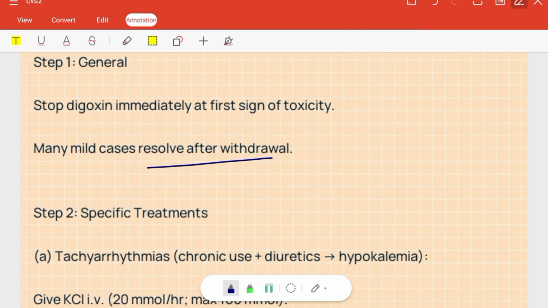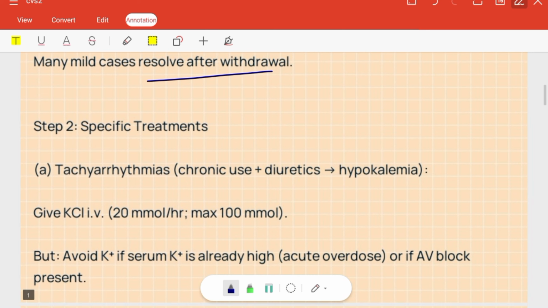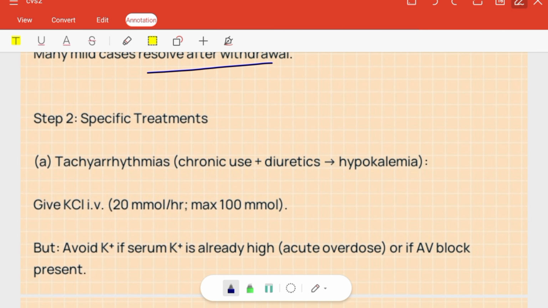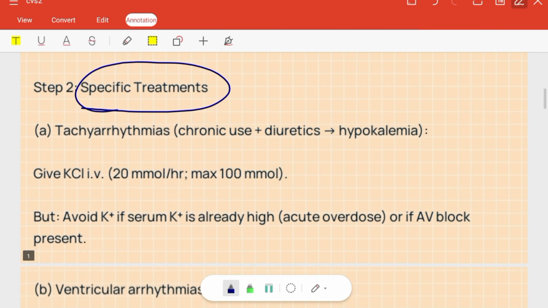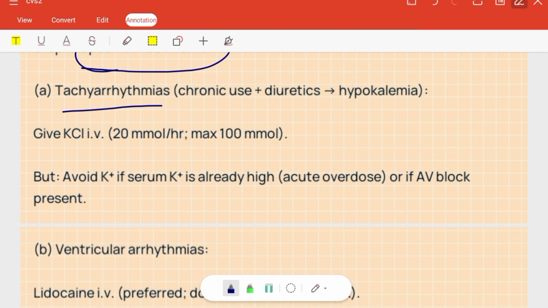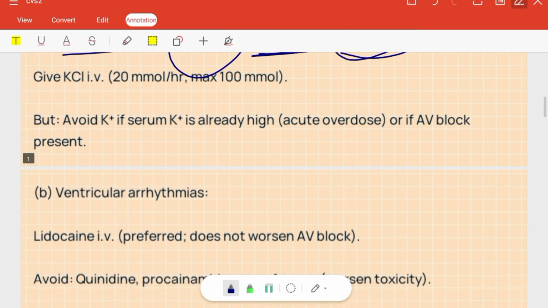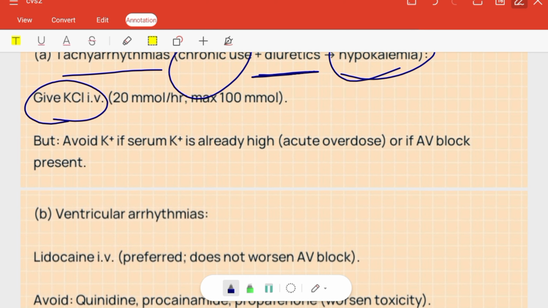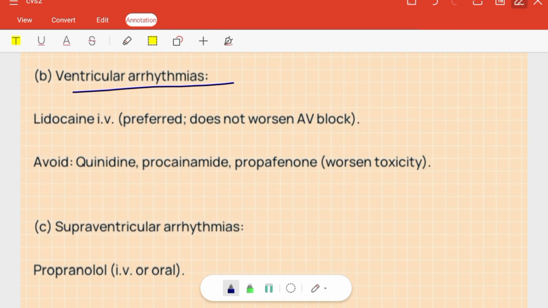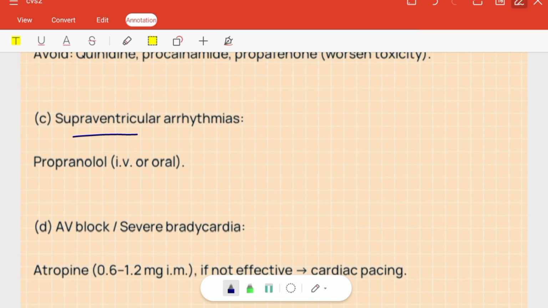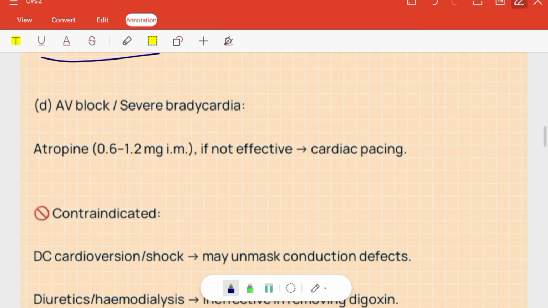First, you withdraw the drug. In mild cases, it resolves after the withdrawal. Further, we have to proceed for specific treatment. Tachyarrhythmia occurs due to chronic use with diuretics, which leads to hypokalemia and that causes digoxin toxicity. In those cases, we can give potassium chloride IV. In ventricular arrhythmias, we can give lidocaine, and in supraventricular arrhythmias, we can give propranolol. In AV block, we can give atropine.